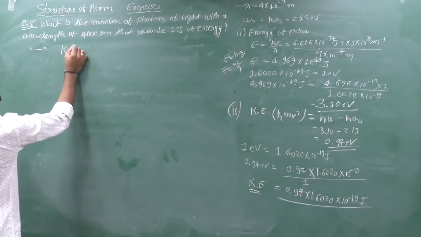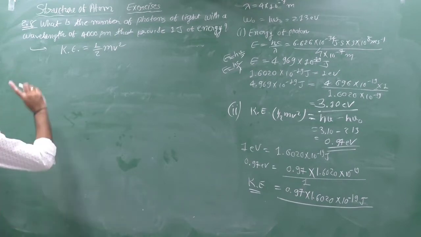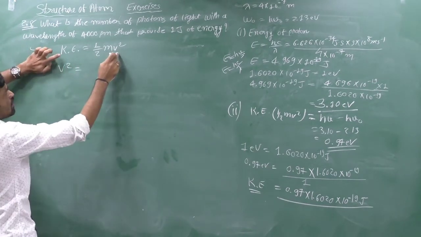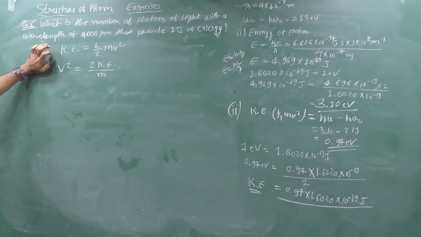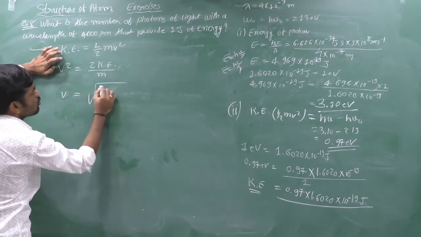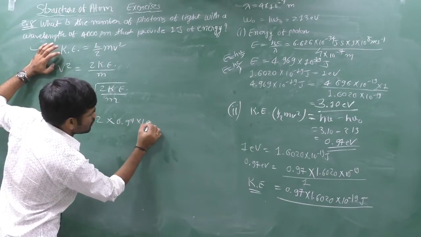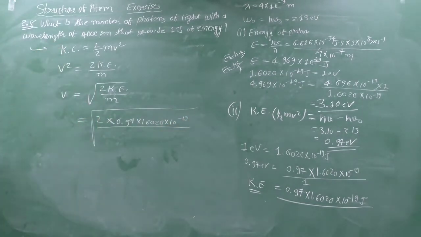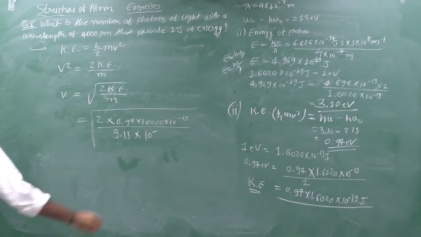Clear? So kinetic energy is equal to 1 by 2 mv square. We can calculate here v square, velocity, not a mu, it is a v. V square is equal to, અને ફોર્મ્યુલાનો કરતા બનાવો તો શું થાય? તો કે 2 times kinetic energy by m. Clear? Now v is equal to under root of 2 times kinetic energy by m. It is 2 times 0.97 cross 1.6020 into 10 raised to minus 19 by m, m means mass of electron, which is near about 9.11 into 10 raised to minus 31 kilogram.